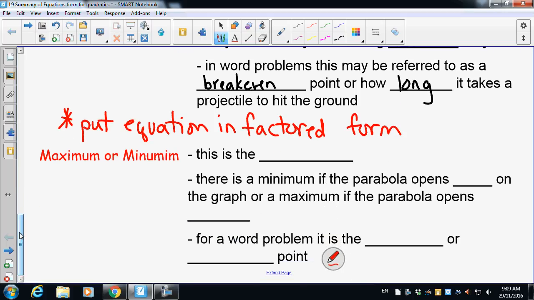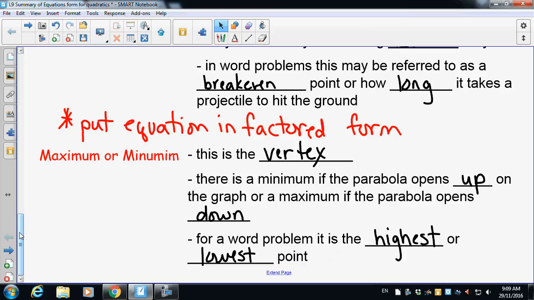And the last important term is maximum or minimum. The maximum or minimum is a vertex. It's the highest or lowest point. There is a minimum if the parabola opens up because the vertex is the lowest point, or there is a maximum if the parabola opens down because the vertex is the highest point. So in a word problem, it's often referred to as the highest or lowest point or value. So whenever you see the words highest or lowest, maximum or minimum, we're talking about the maximum or minimum value.